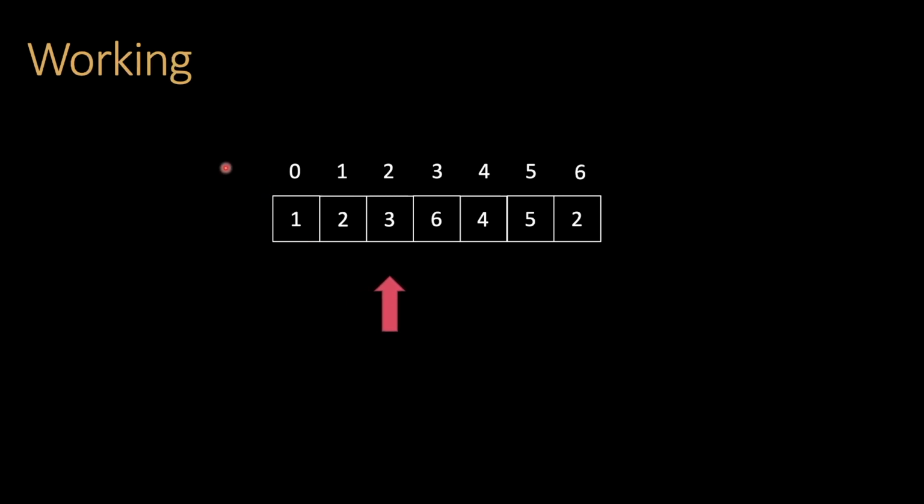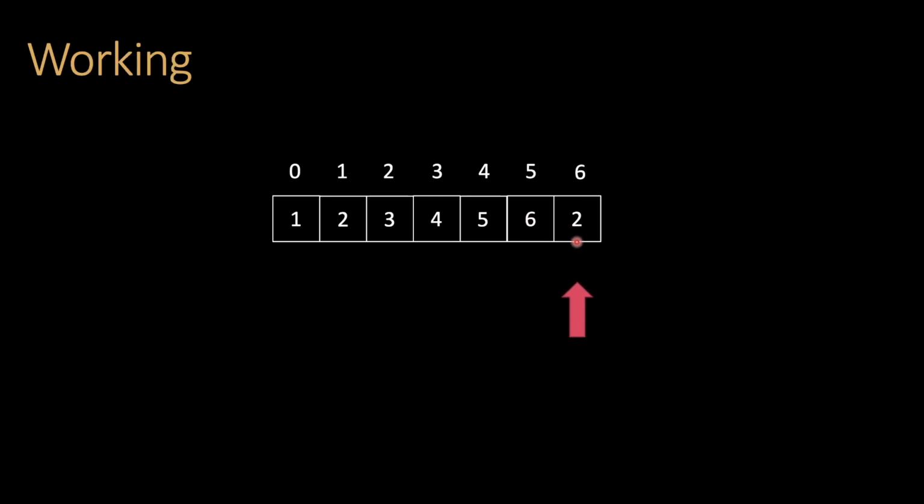Is 3 at the correct position? Yes. Is 6 at the correct position? No. So what will be its correct position? 6 minus 1, that is the fifth index. Is 5 at the correct position? No, its correct position will be the fourth index, 5 minus 1. So we will swap it. Now 4 is at the correct position. 5 is also at the correct position. 6 is also at the correct position.